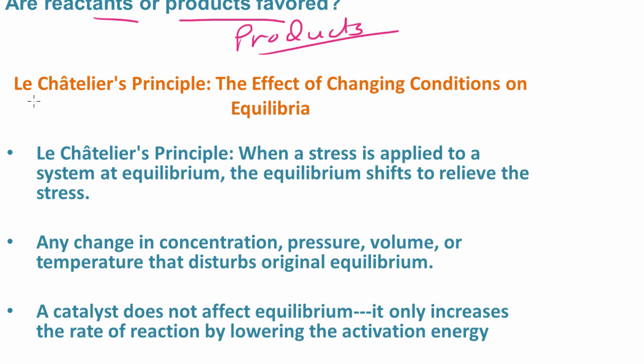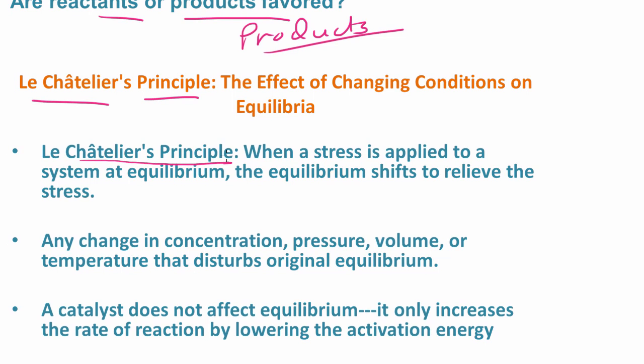I'm going to talk about something called Le Chatelier's principle. And we can actually change the direction that is favored. And we have to do this in industry all the time. So here's what Le Chatelier's principle states. If a stress is applied to a system at equilibrium, the equilibrium is going to shift in the direction that relieves the stress. Okay, what do we mean by stress?